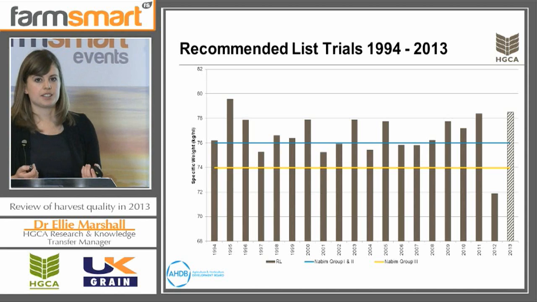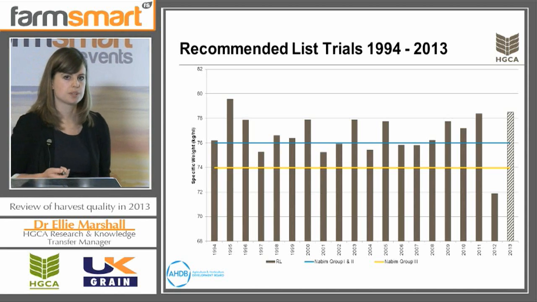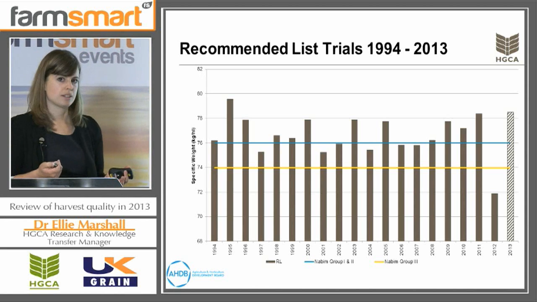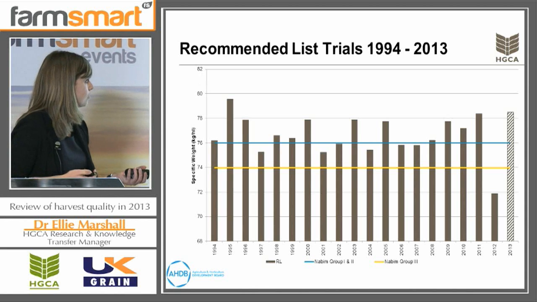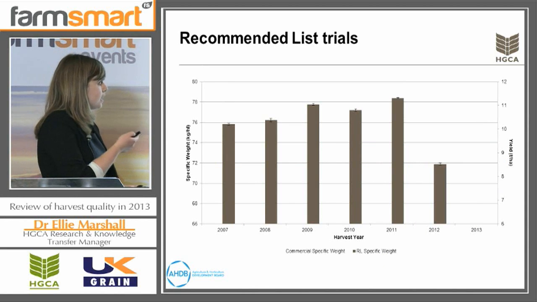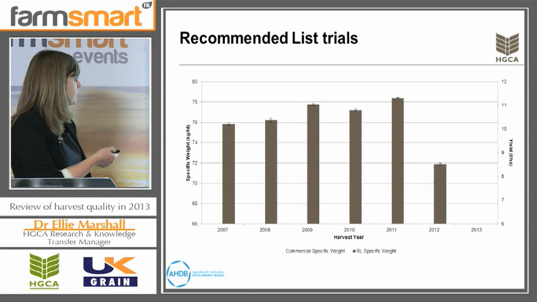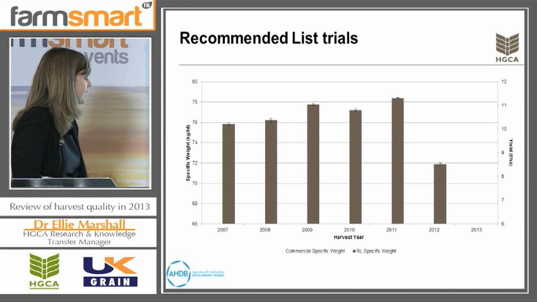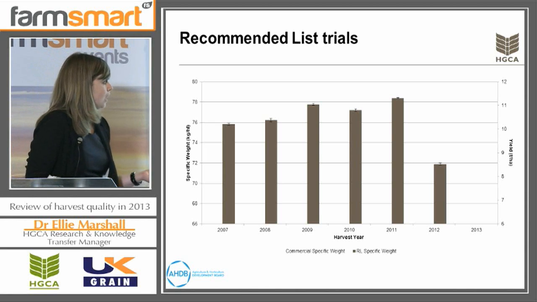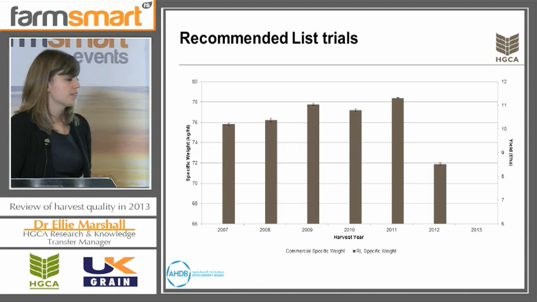But these are recommended list trials and not from commercially grown crops. So what can this tell us about the commercial situation? If we just take the past 6 years of the recommended list trials, we see there's a gradual increase from 2007 to 2011, and then the major drop in 2012.